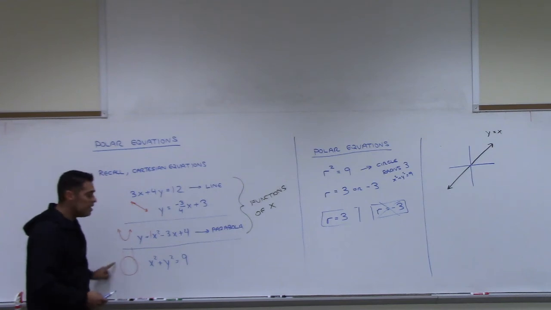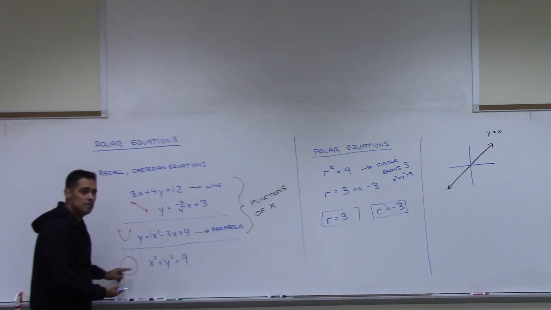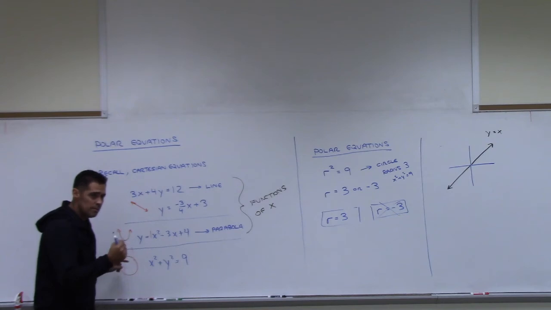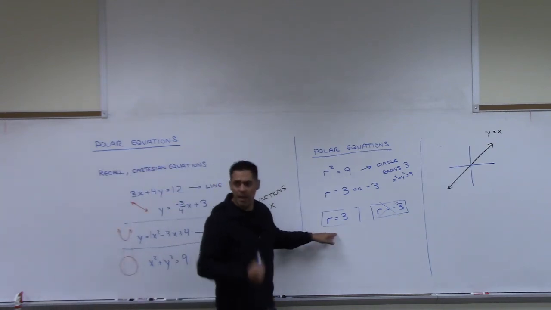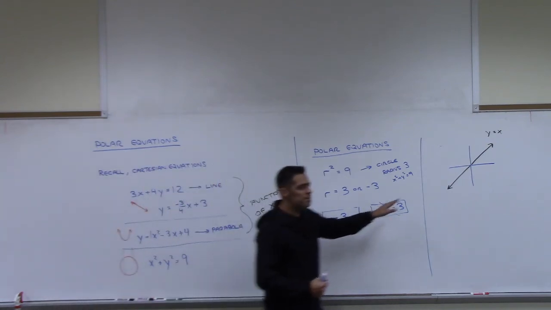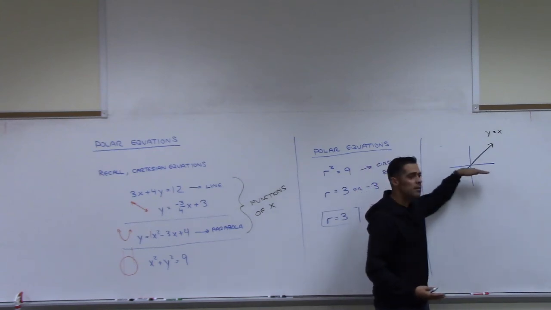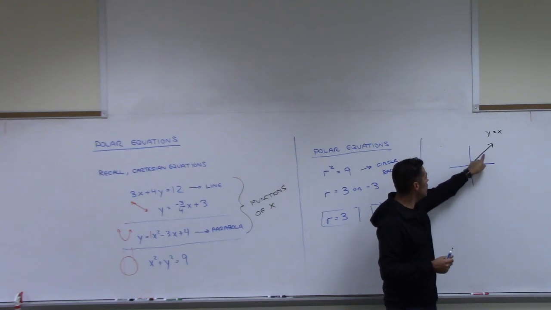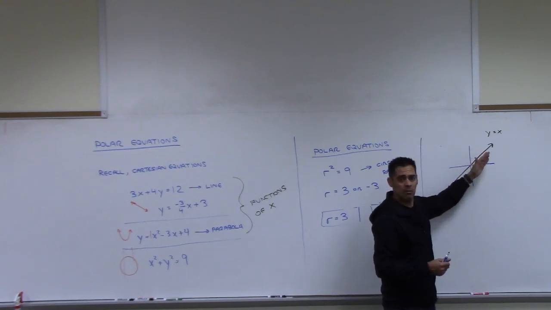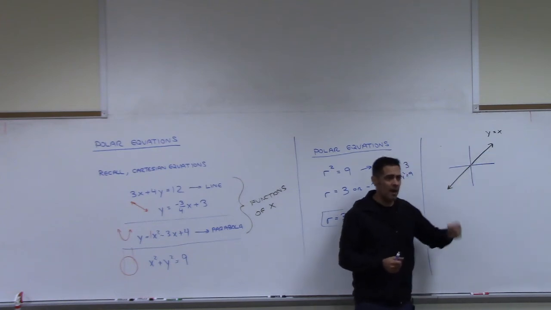For this circle, what did all the points have in common? The radius was 3, and that's what our equation became. Radius is 3. For all these points, what do they all have in common in terms of polar? The angle. What's the angle for all? If you're going to go out to this point, what's your angle always going to be? Pi over 4, right? Your theta is always pi over 4.